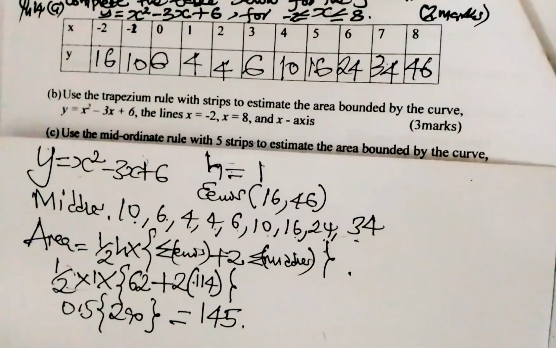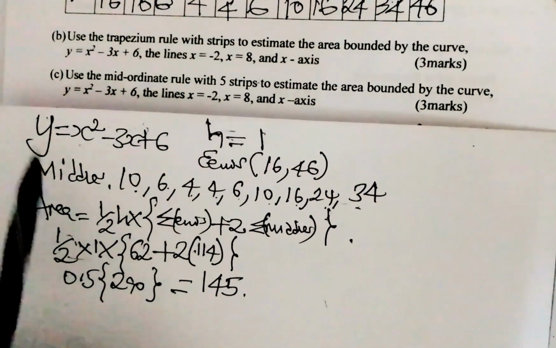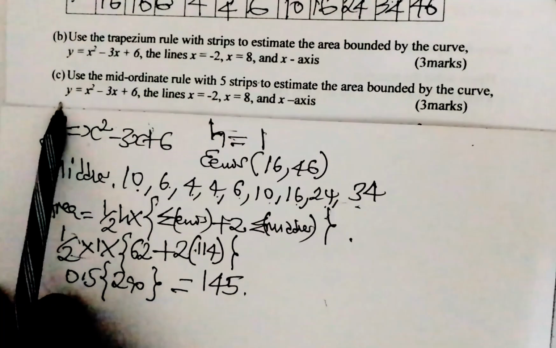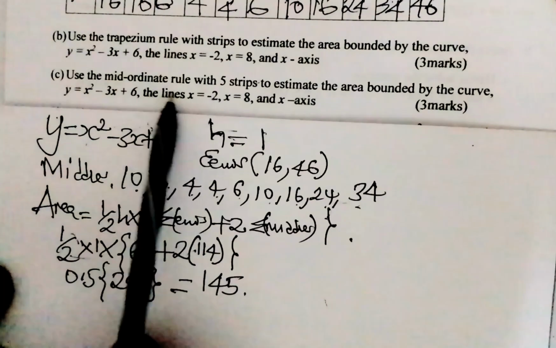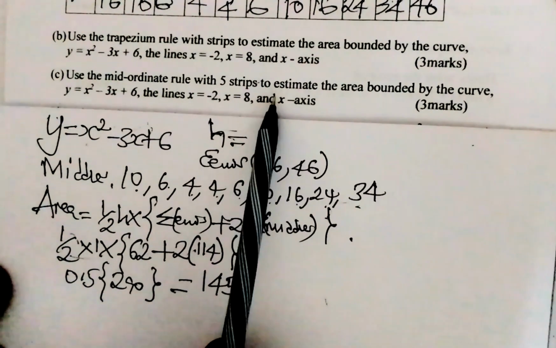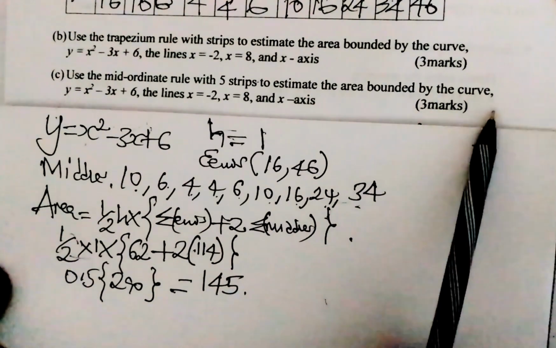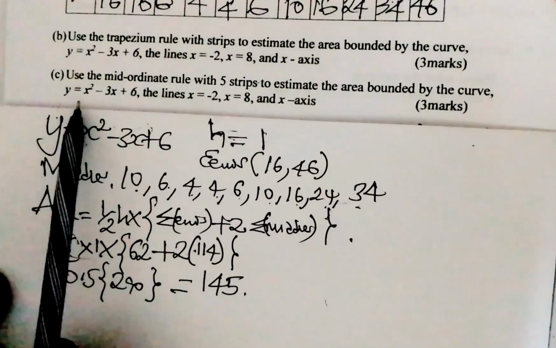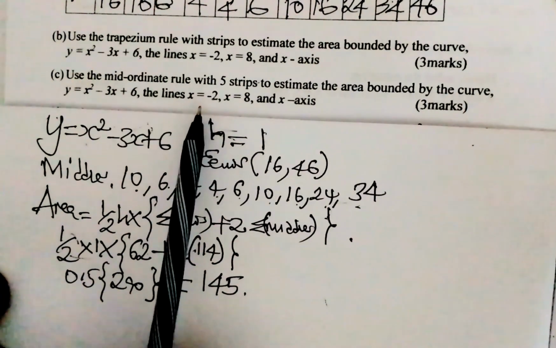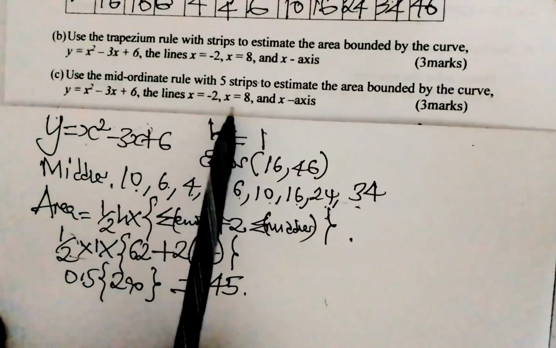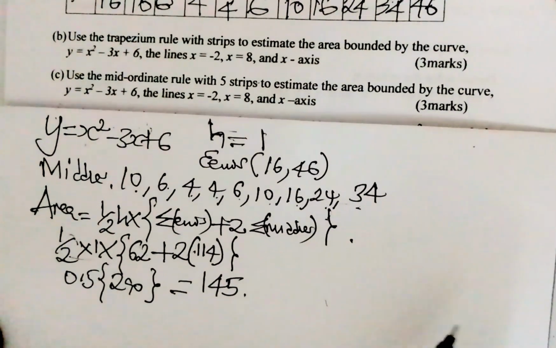In the second part, or in the second method, you're told to use the mid-ordinate rule with 5 strips to estimate the area bounded by the curve y equals x squared minus 3x plus 6. The line x equals -2, and x equals 8 and the x-axis.